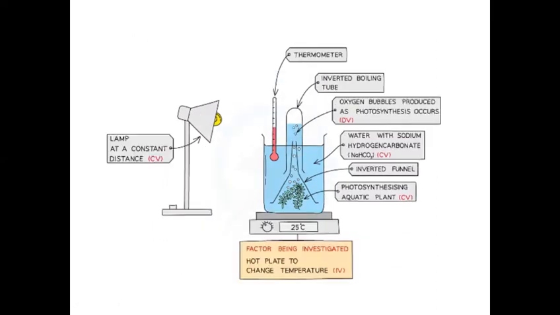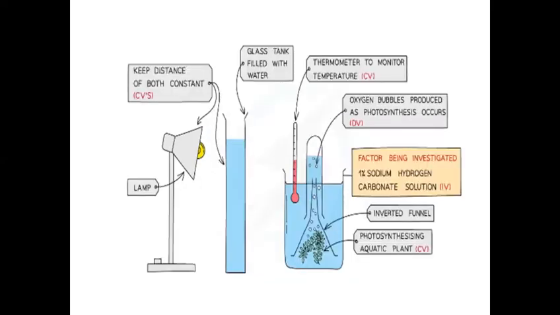This is about the same. You see here, the factor we investigated: a hot plate to change temperature. The same philosophy is there, because we are just going to keep the lamp position near or a little away, and we will see the rate of photosynthesis is going to be changed.